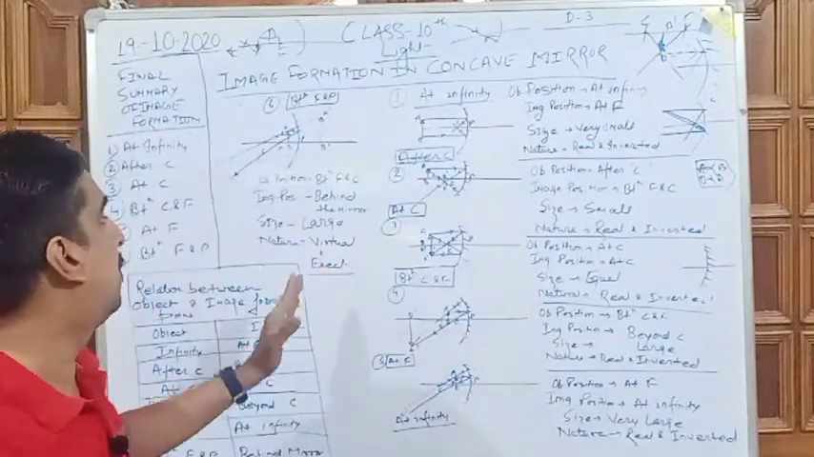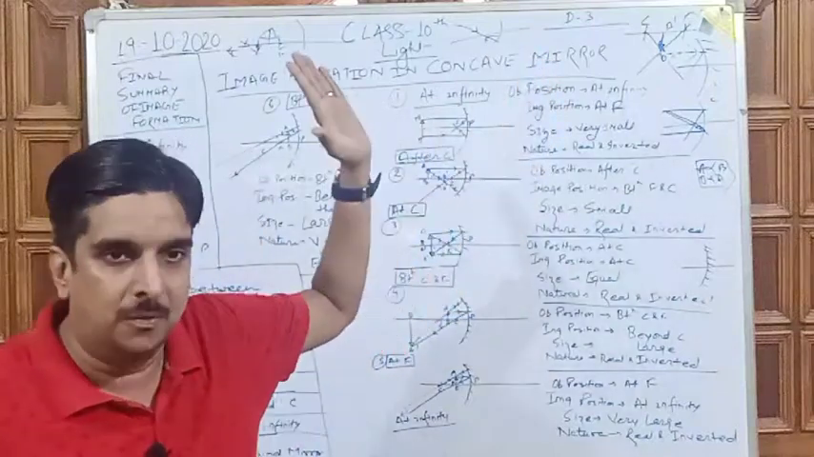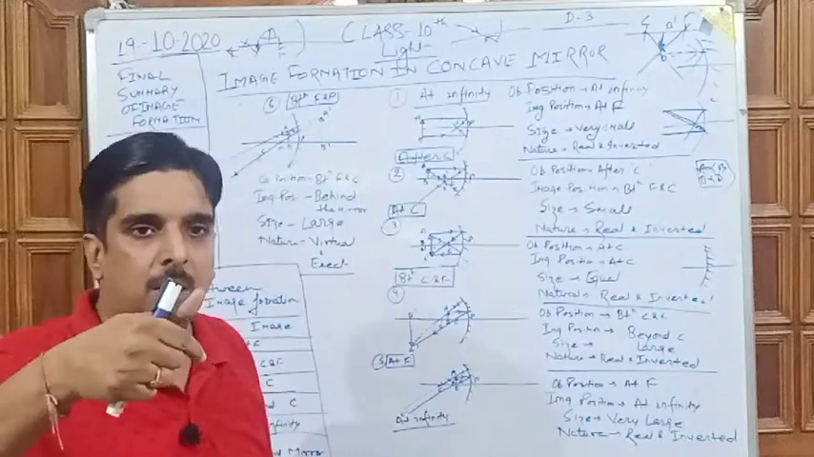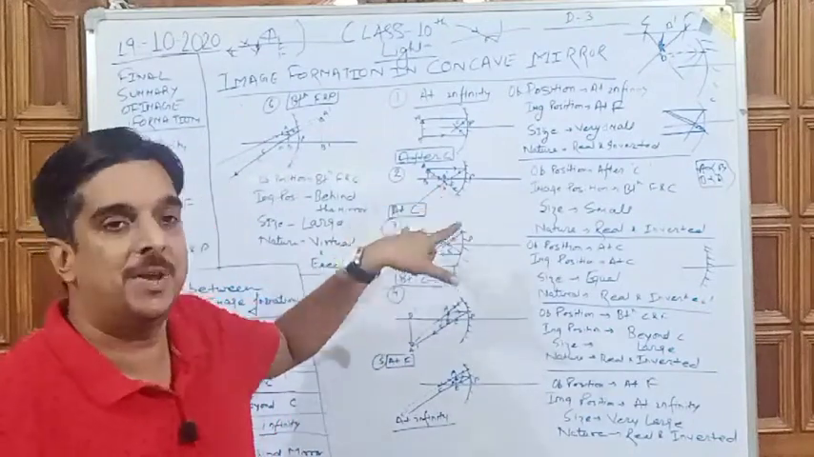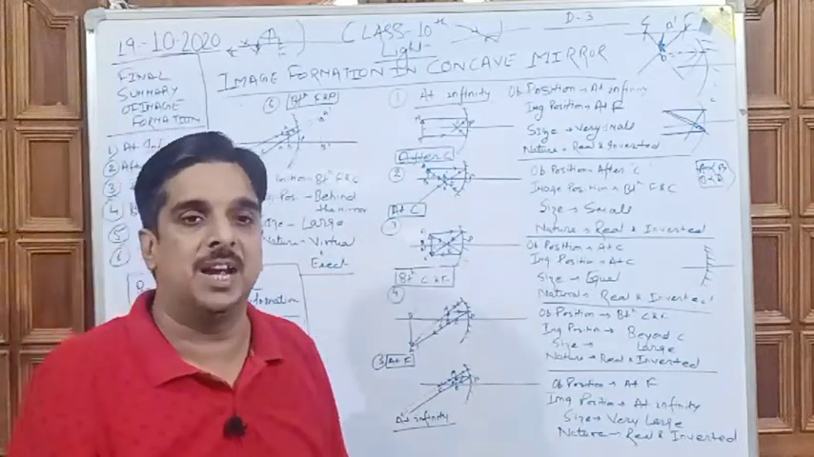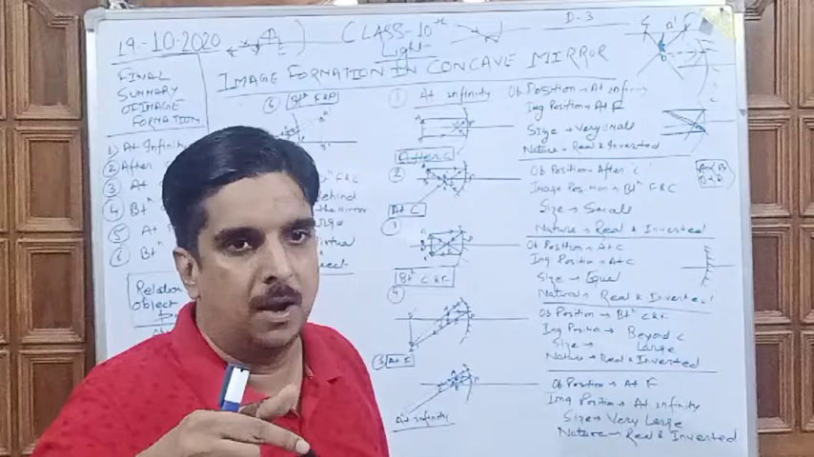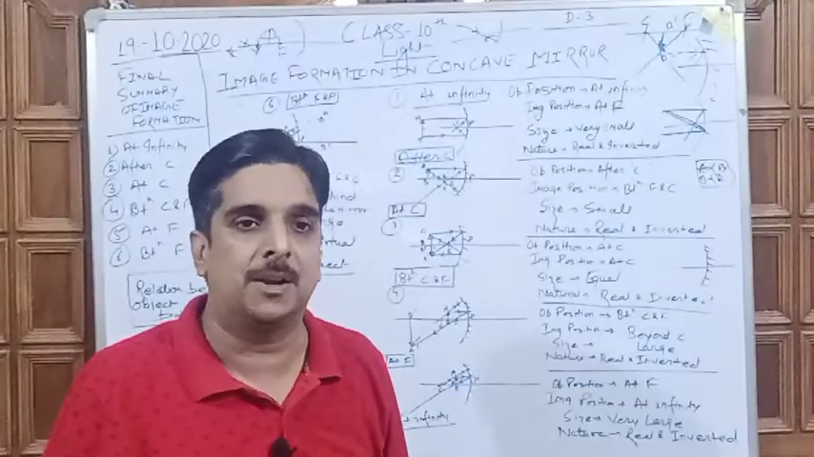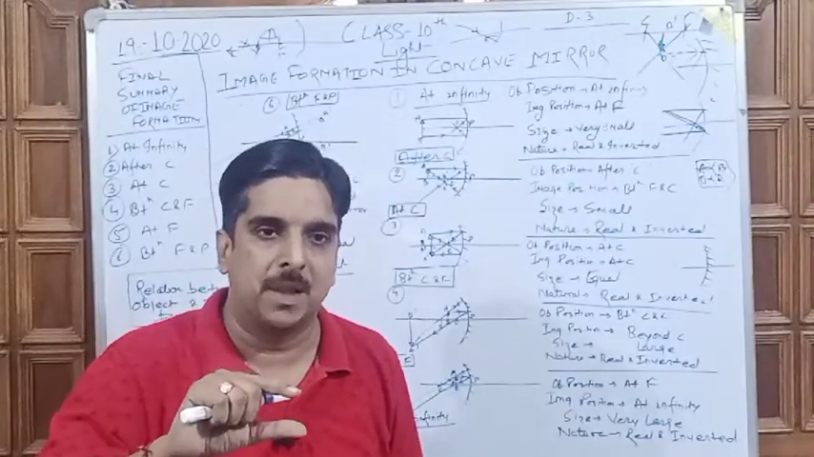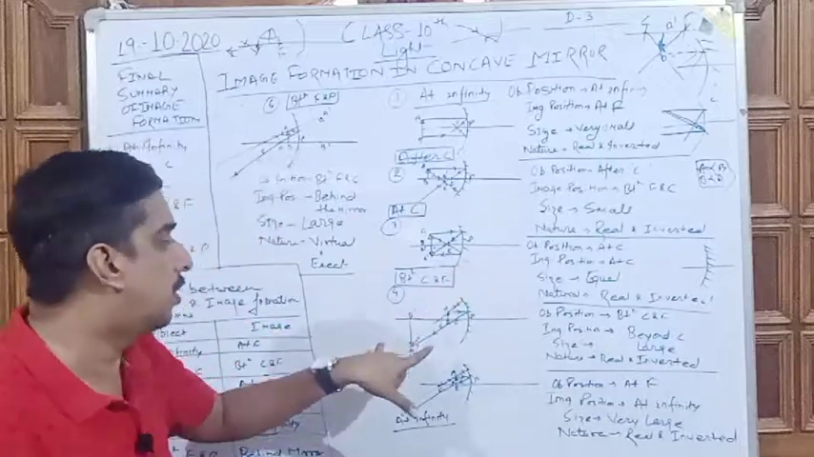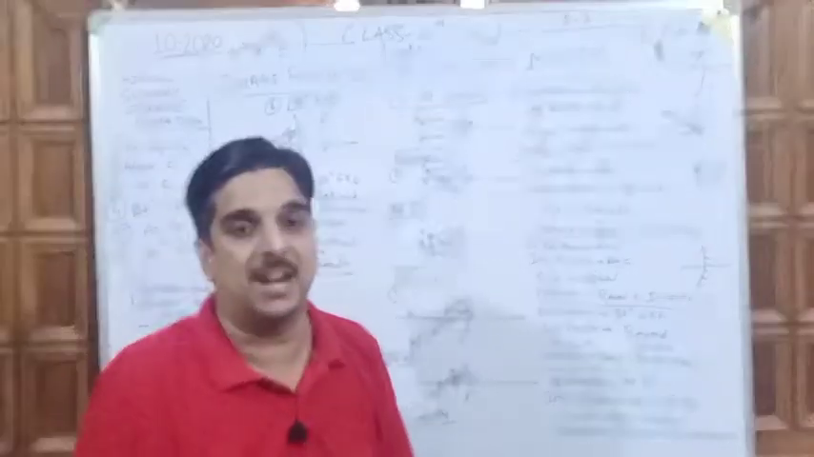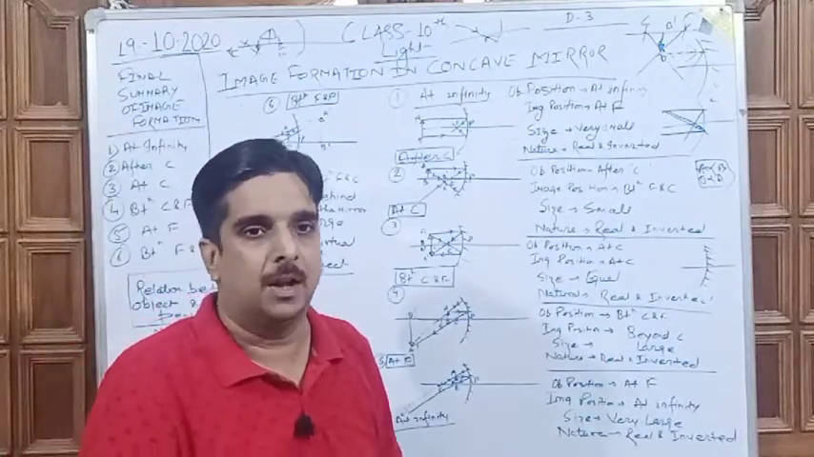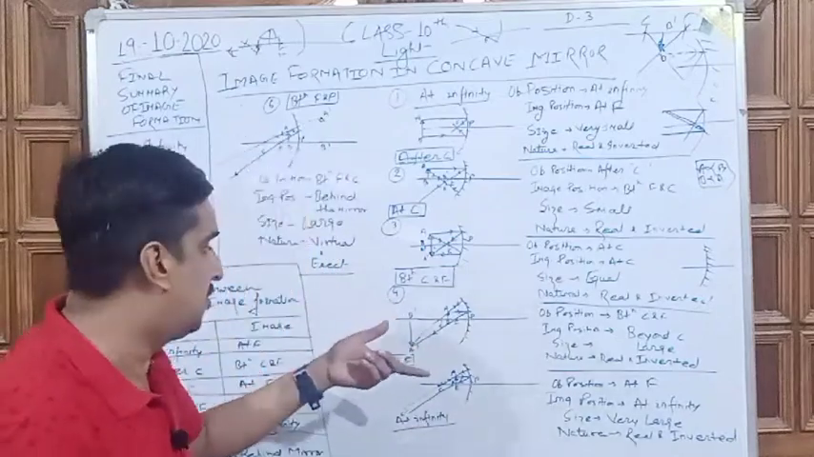Again I am repeating, revising: if the object is at infinity, the image is at F, size small, real, inverted. Object after C, image formation between C and F, size small, real and inverted. Third one, C: size equal to the object, real, inverted, उल्टा होगा. Fourth one, if the object lies between C and F, the image is formed beyond C, inverted, real by nature and large.